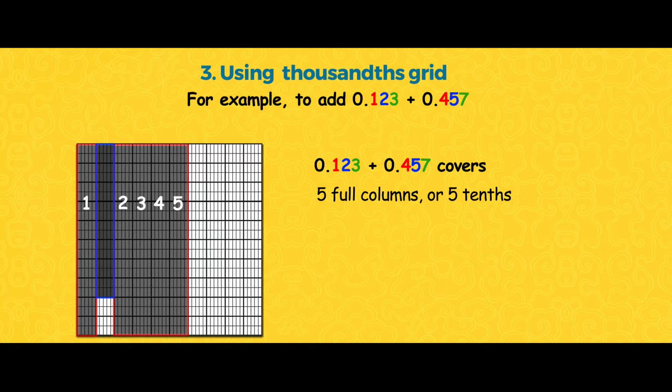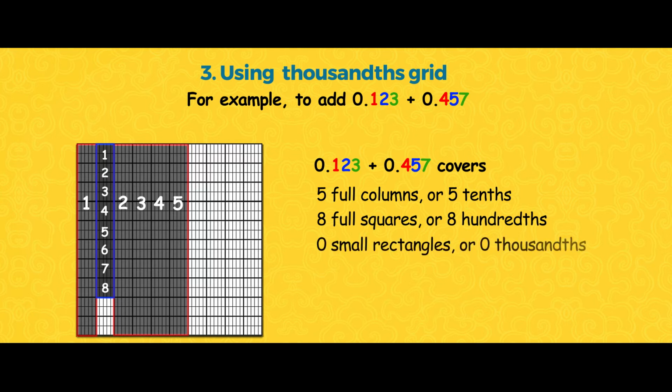And then when you combine, you have 1, 2, 3, 4, 5, 6, 7, and 8. You have 8 full squares, which represents 800. And you haven't shaded the small rectangles, so 0. So when you combine these 2 together, 0.123 plus 0.457 gives you 0.580 or 0.58. Now can you do on your own?